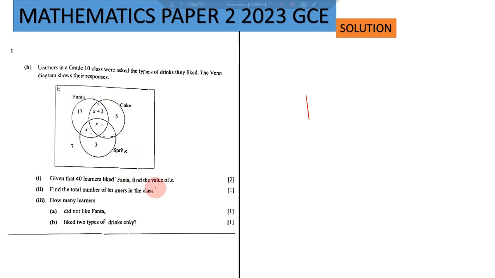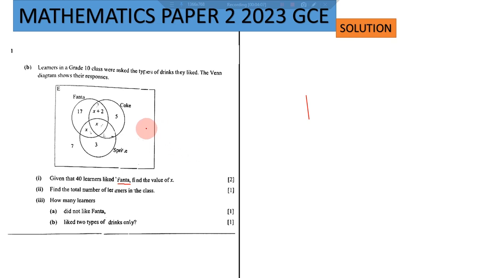The first question is saying, given that 40 learners liked Fanta, find the value of x. So these that are 40, they liked Fanta. They didn't use the word only. If it was only, we would just use the value which is in here, but they said those that liked Fanta, meaning everything that is in the circle of Fanta, then we are going to use it. So we're going to create an equation.